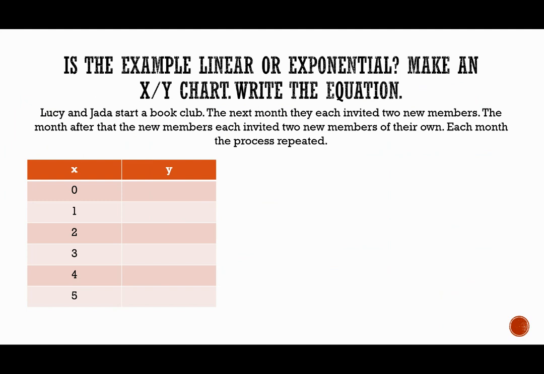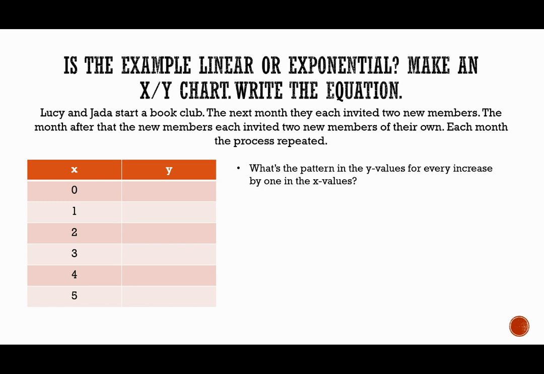So if we're looking at another example, let's say Lucy and Jada start a book club, and the next month they each invite 2 new members. The month after that, the 2 new members each invite 2 new members of their own, and so on and so forth. If I want to write the equation, I have to know, am I writing a linear equation or an exponential equation? Is it a linear function or an exponential function?